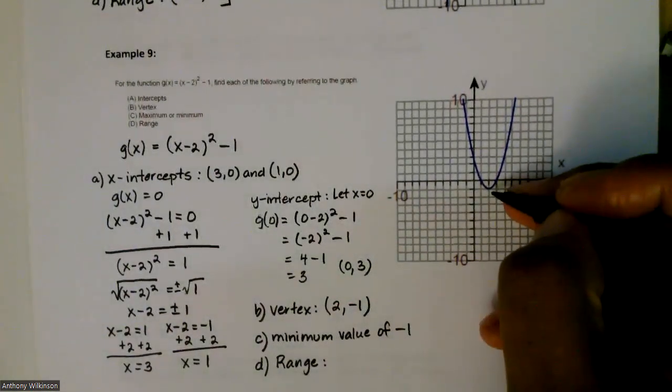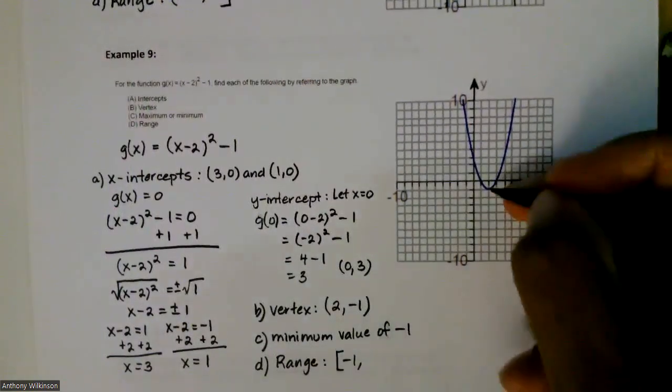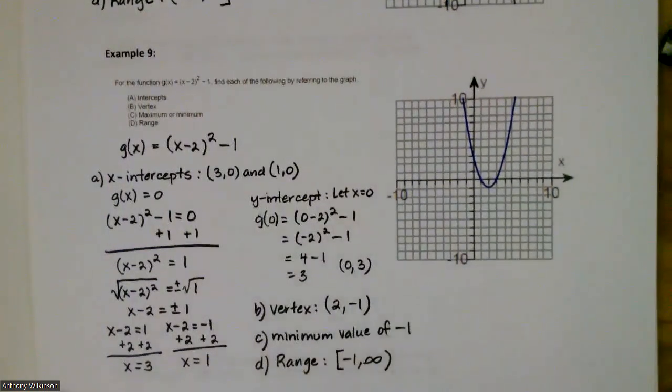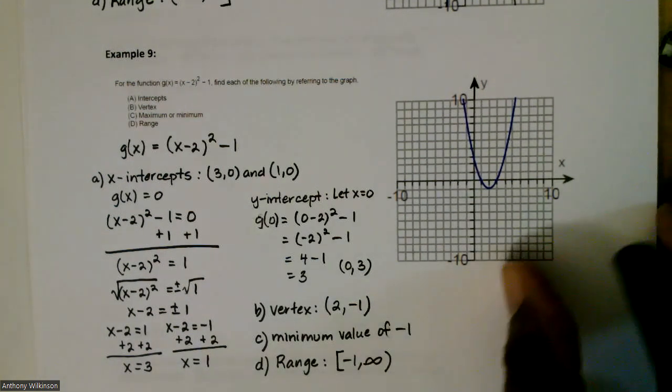Well, the minimum is -1, so that means our range has to be -1 with a bracket, and it goes on and on without end, upward, infinity. So -1 to infinity with -1 included, that would be your range for this quadratic function. Okay.